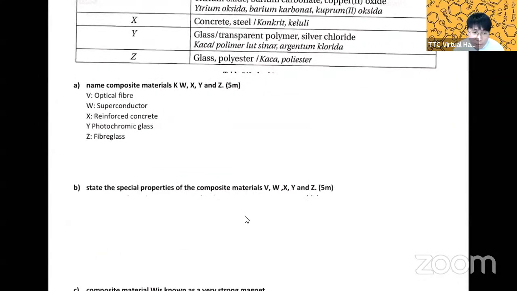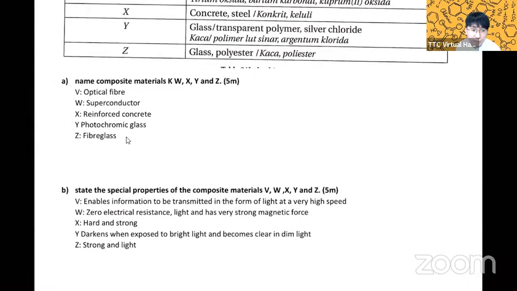Okay, the special properties of all the composite materials here. Number one, we use it to transmit data using light. Superconductor can give you zero resistance at very low temperature. Reinforced concrete strengthens your normal concrete, hard and strong. Photochromic glass turns dark under UV ray. Fiberglass is strong, but at the same time lightweight. So plastic plus glass is strong and light. So these are the properties. They enable information to be transmitted in the form of light at a very high speed.